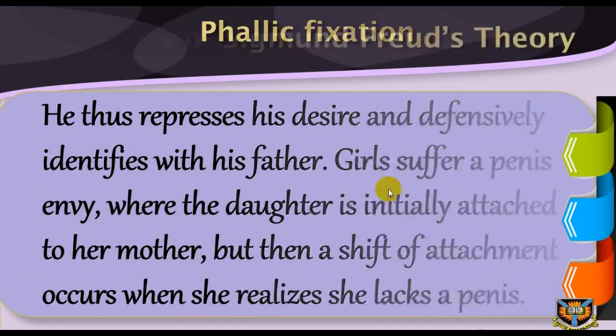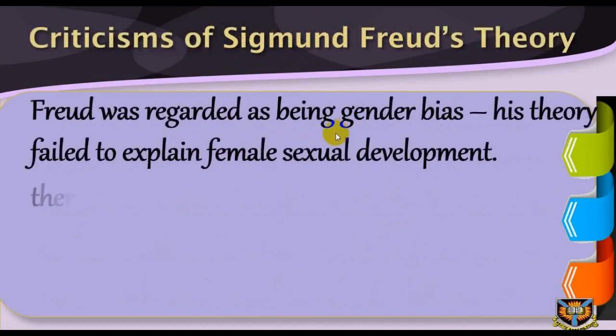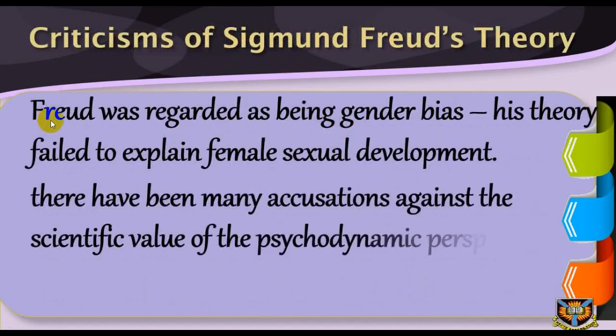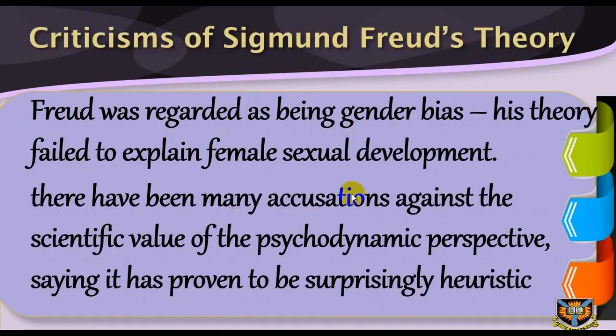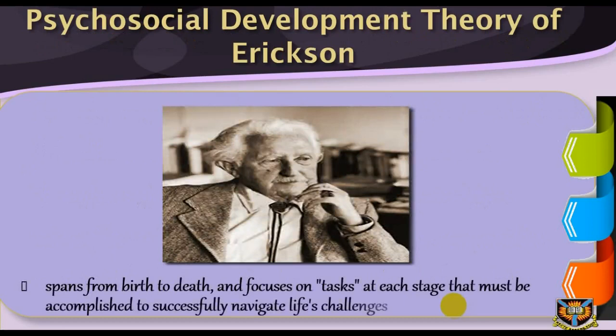Criticisms of Sigmund Freud's theory. Freud has been criticized by feminists and gender theory practitioners for being androcentric. His theory failed to explain female sexual development. Secondly, over the years, there have been many accusations against the scientific value of the psychodynamic perspective. Even when it would be in the best interest of organized psychoanalysis to cite favorable empirical evidence, it has failed to do so. Even so, psychoanalytic thought has been proven to be surprisingly heuristic and has probably generated more research than any other theory of personality, and perhaps more than all other theories combined.